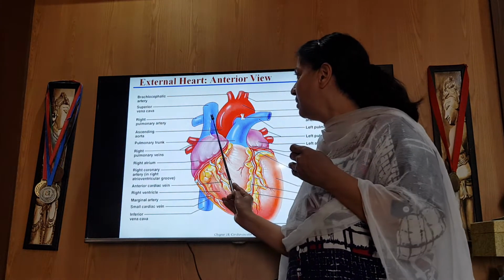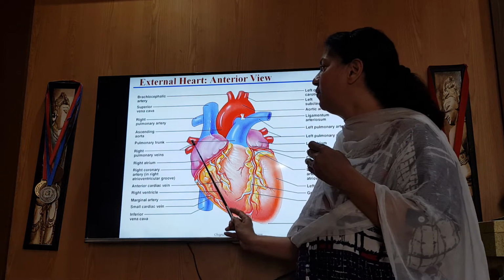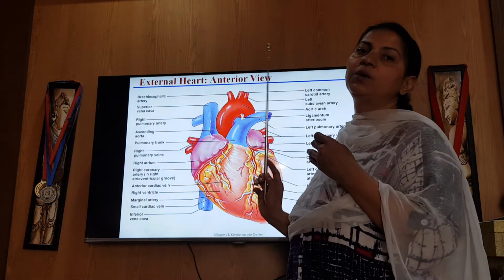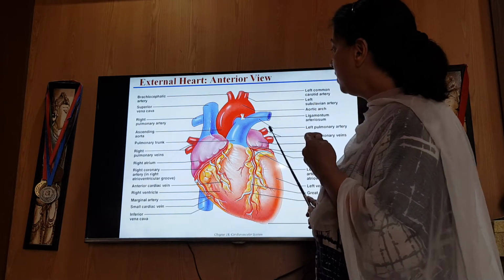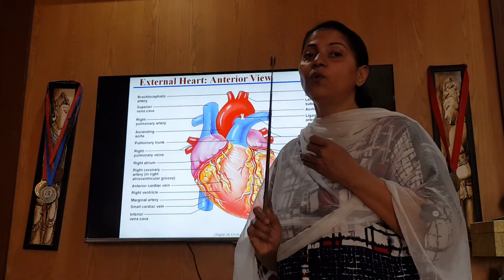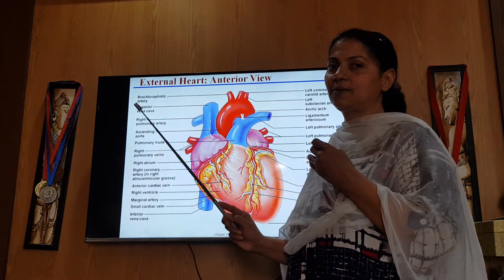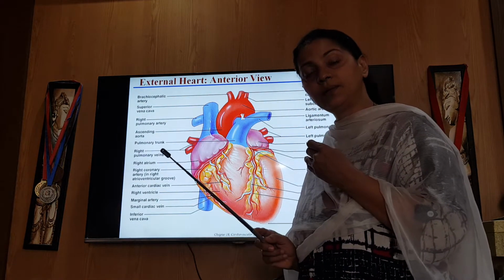On the right side, superior and inferior vena cava. On the left side, right and left pulmonary veins. And you can see there are 2 on the right and 2 on the left. That means a total of 4 pulmonary veins. Don't forget this. Now, the arteries.